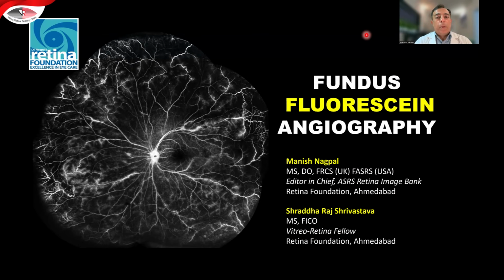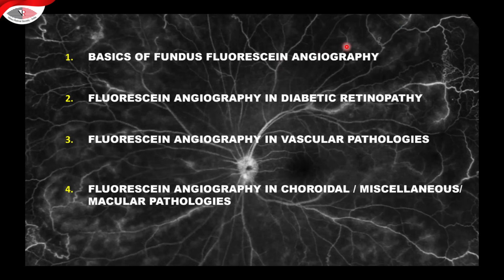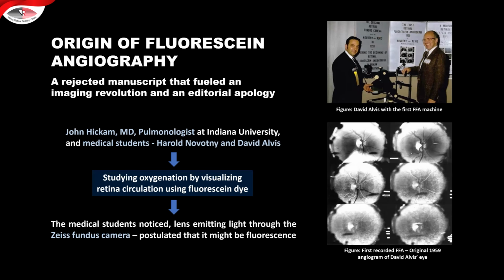It's a great pleasure to be a part of this VRSI Masterclass series, and I would be talking to you about fundus fluorescein angiography. It's an extensive topic, and I've divided it into four different parts. The first one is the basics of fundus fluorescein angiography, which is this particular presentation. After that, we'll do a series on fluorescein angiography in diabetic retinopathy, followed by vascular pathologies apart from diabetic retinopathy, and then a miscellaneous part, including choroidal and macular pathologies.